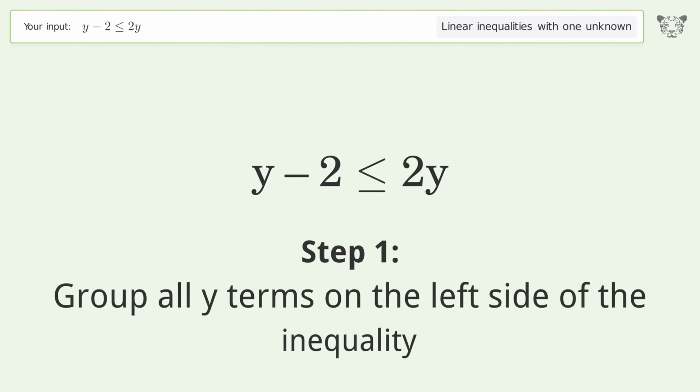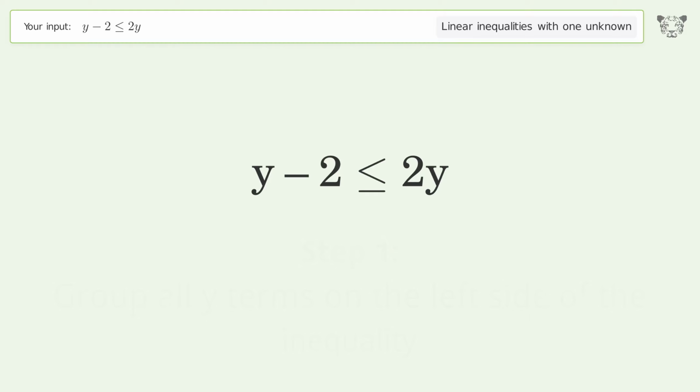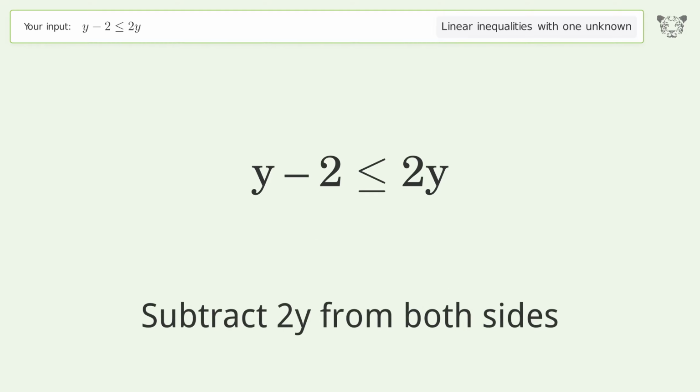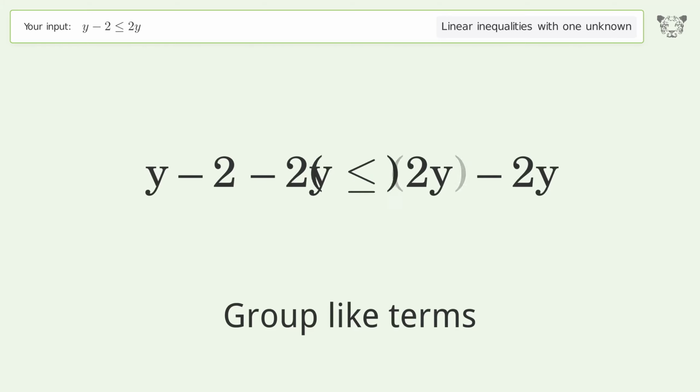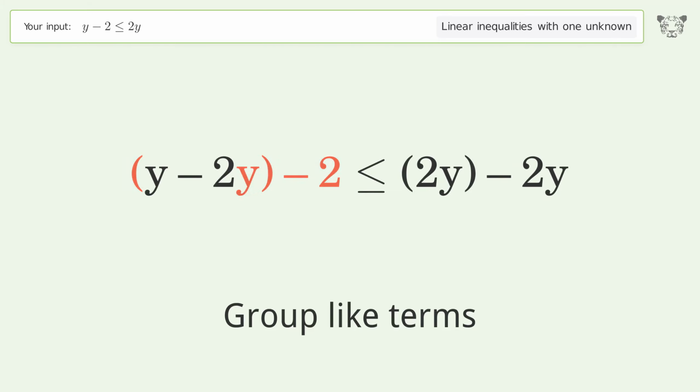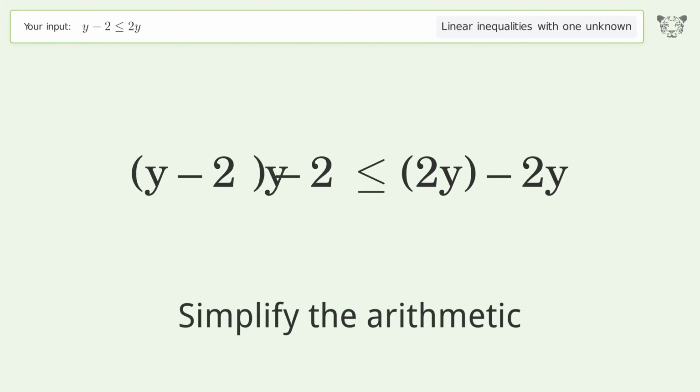Group all y terms on the left side of the inequality. Subtract 2y from both sides. Group like terms. Simplify the arithmetic.